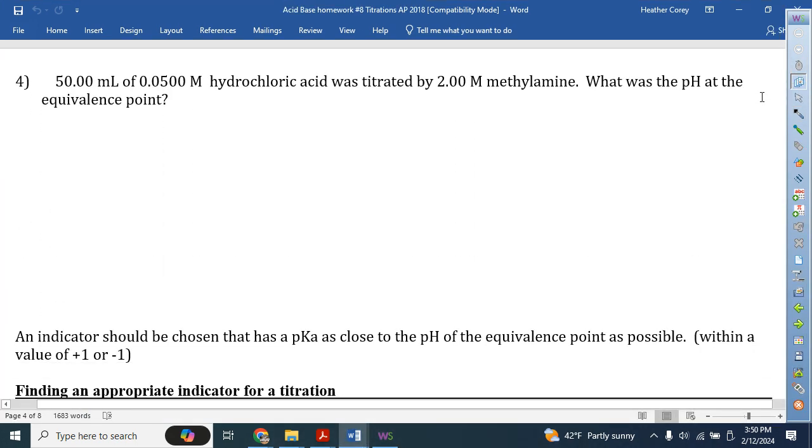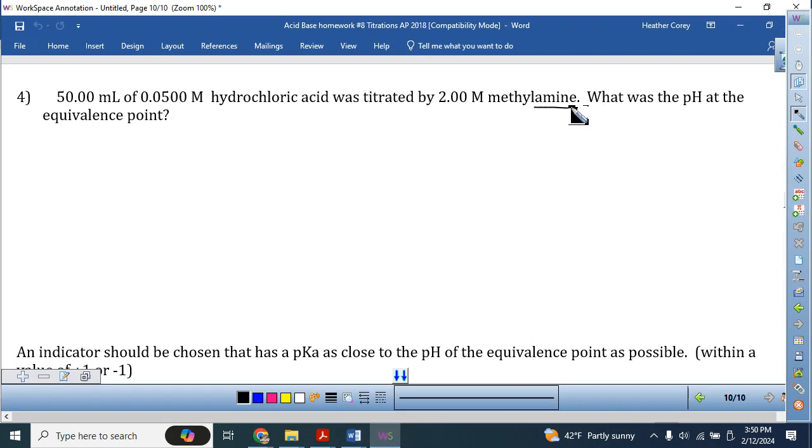Okay, number 4. This is a strong acid, methylamine. Anytime you see something called an amine, that means it's a weak base. Okay, so this is a weak base strong acid titration to the equivalence point. And when you solve for this one, you should get a pH of 5.98.